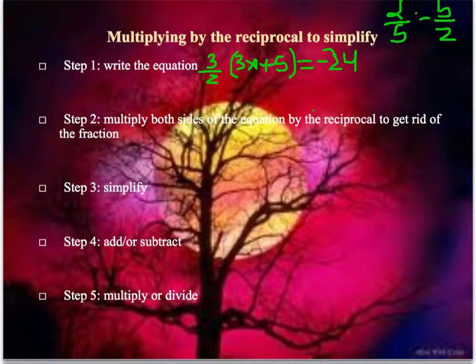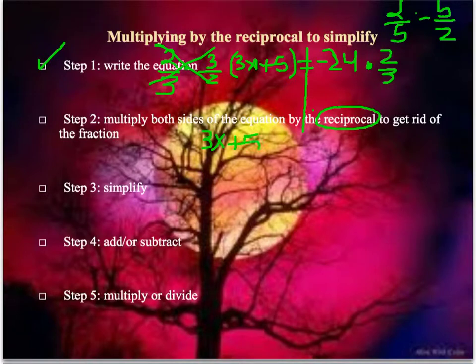So what I am going to do, now that I've written the equation, is I'm going to multiply both sides of the equation by the reciprocal of 3 halves. And I can do this because I have 3 halves times everything on this left-hand side because of the parentheses. So let's do that. The reciprocal is going to be 2 over 3 times 2 over 3. Those cancel.